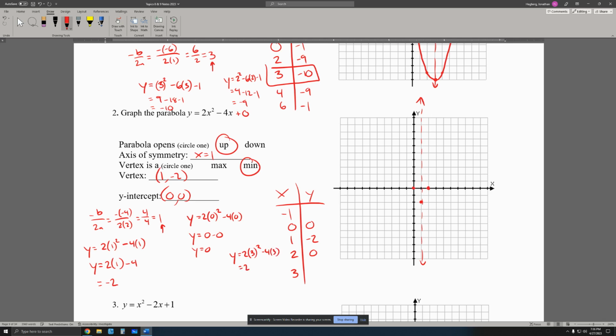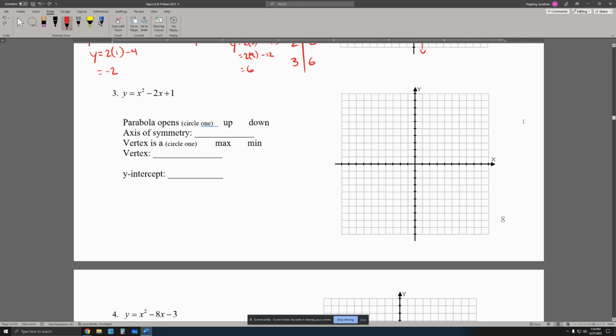This is equal to 2 times 9, and then minus 12. So this is equal to 6. Okay? So we can go ahead and plot that as well. Negative 1, 6, and 3, 6. All right. Sketch your graph, nice and curved. Arrowheads going all the way up. There we go.